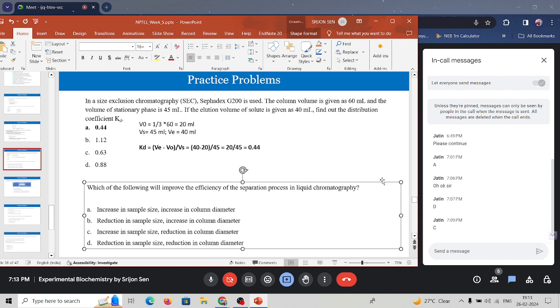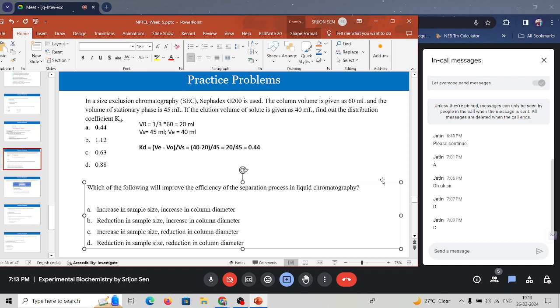So first you have to find out the void volume. After you get the void volume, you know the elution volume and the volume of the stationary phase. You subtract the elution volume from the void volume, divided by the volume of the stationary phase, and you get the distribution coefficient. If it is clear, let's go to the next question.